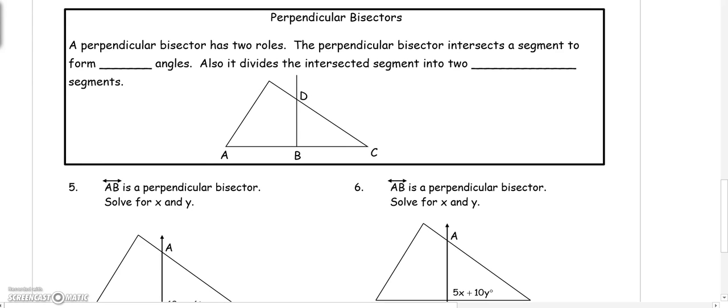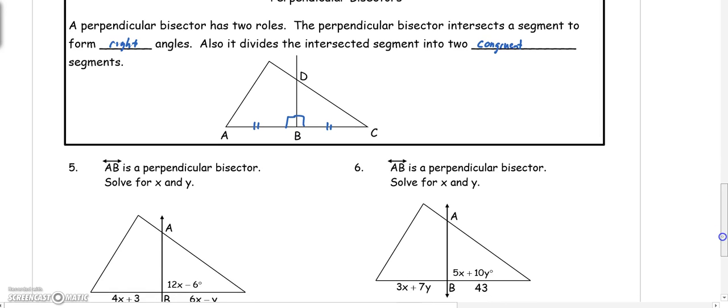A perpendicular bisector then has two roles. It's going to, at the intersection, form right angles. So at B, there's two right angles. It's also going to divide the intersected segment into two congruent parts. So AC is bisected into two congruent parts, AB and BC. So let's use this to solve for x and y.